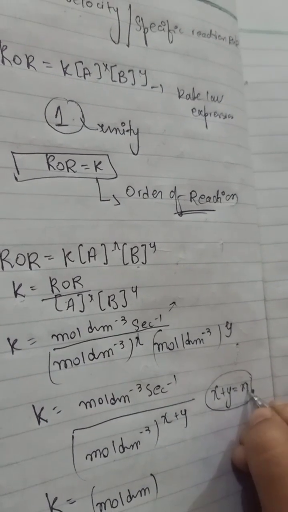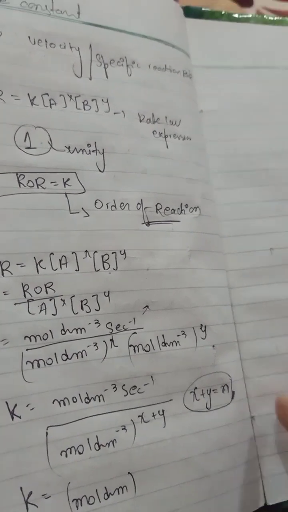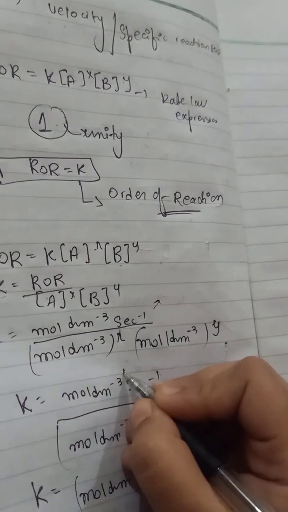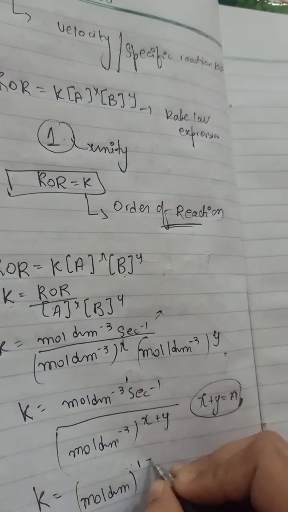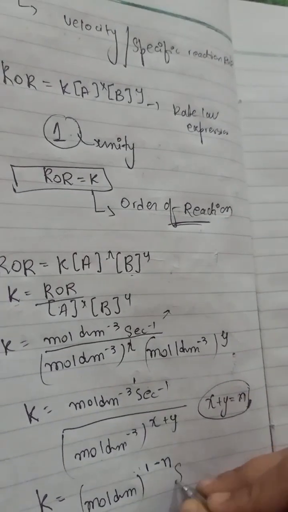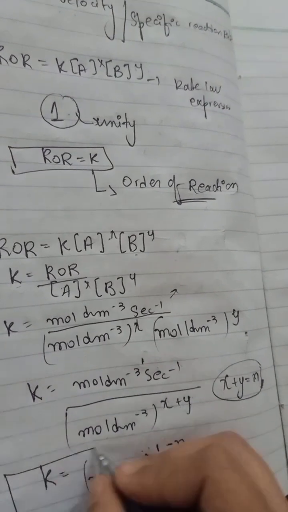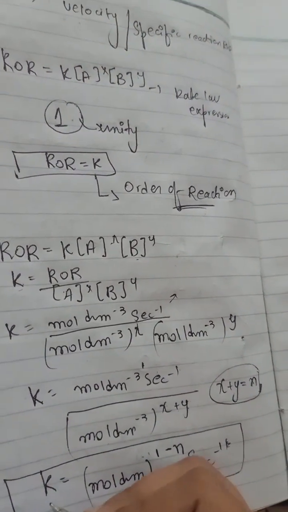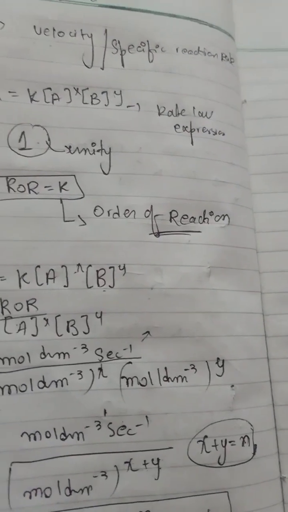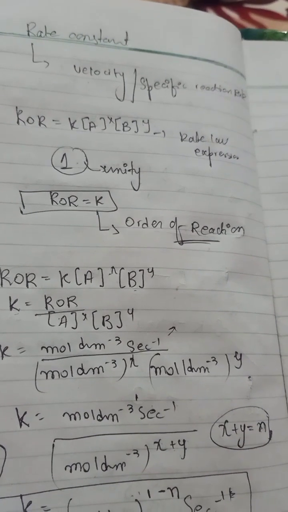How to find n, we are going to discuss in this video. So we can write mole per dm cube to the power 1 minus n, where n is x plus y, and second inverse. That is the general formula for the unit of the rate constant K. We have found out the unit.